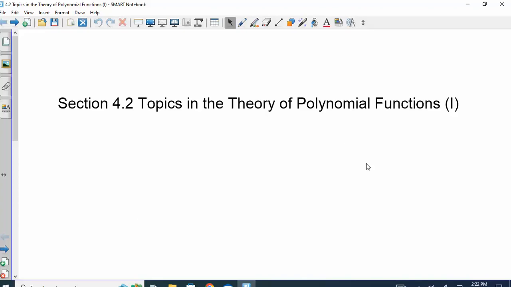Alright, so there's a couple main things that we're talking about today. The first one is kind of new. So maybe you saw it in Algebra 2, but I can't guarantee that. It's the intermediate value theorem. Does that sound familiar at all? Intermediate value theorem? Not at all.